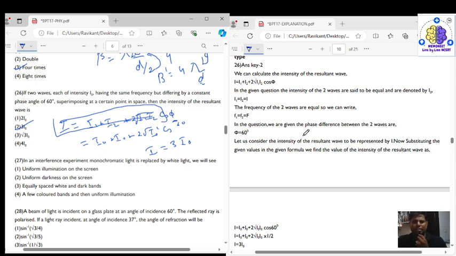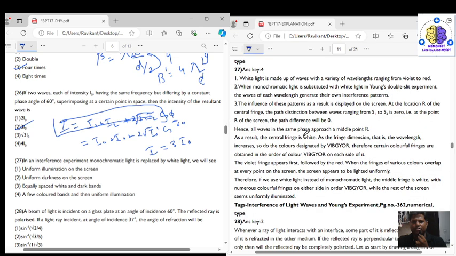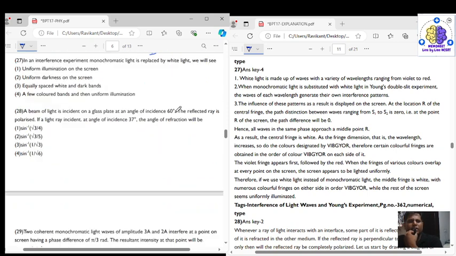So the correct answer for question number 26 is option 2, that is 3 I0. Now let's come to question number 27. Question number 27 says that in an interference experiment, monochromatic light is replaced by white light. We will see uniform illumination on the screen, no. Uniform darkness on the screen, no. Equal space white and dark, no. A few colored bands and then uniform illumination, right? The correct answer is option number 4, right? Why?